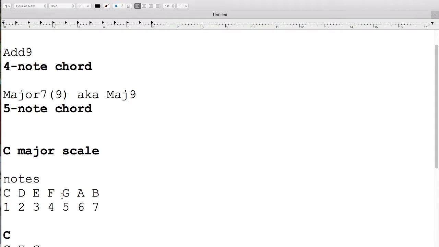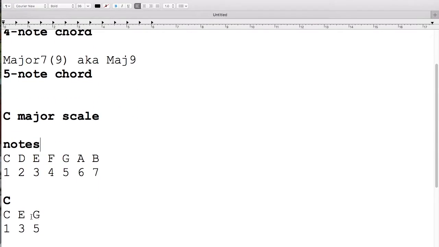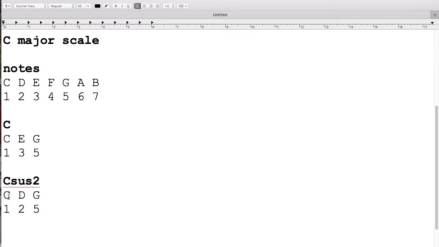Alright, so let's go, keeping in mind our C major scale, let's go figure out what an Add9 chord is, right? Because we just figured out what a sus2 chord is. It's a triad with the third lowered 1 scale degree. So D, C becomes C sus2 when we do that. So we'll leave this guy up here, which is a regular C chord. 1, 3, and 5, C, E, G. Sus2, C, D, and G.